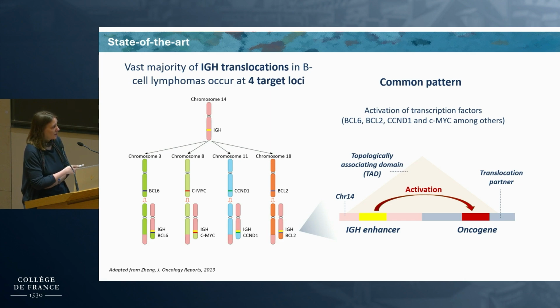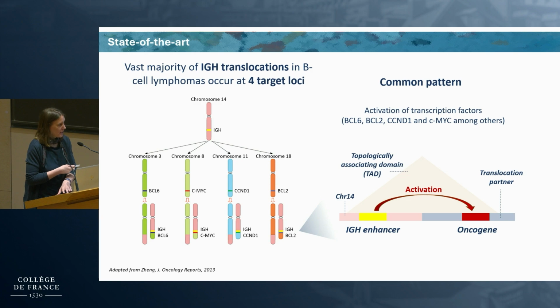Those translocations bring in close proximity this immunoglobulin enhancer, which is a very large enhancer which regulates the B-cell receptor, which is essential for B cells to recognize their antigen and to produce antibodies. And this translocation brings this enhancer in close proximity, in a specific topologically associated domain, with an oncogene. And those oncogenes are all transcription factors that are anti-apoptotic, so basically they can prevent apoptosis of the cells, or they induce a strong level of proliferation.